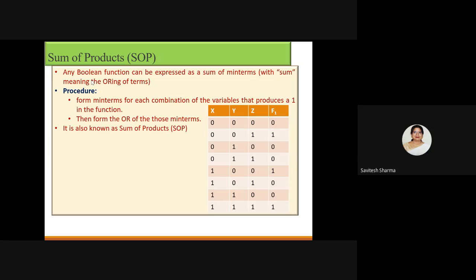One example I will tell you, and one question I will give you to solve. Then you will do it by yourself. So please be ready with your notebook. This is the one example where you have a truth table. The truth table is given, and you have to write the sum of products, SOP form.